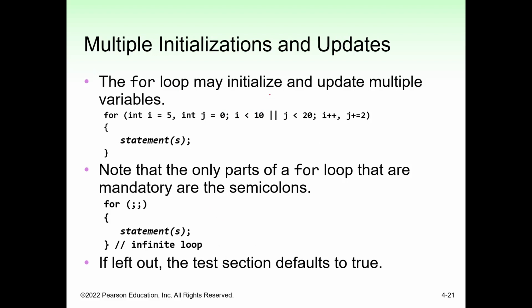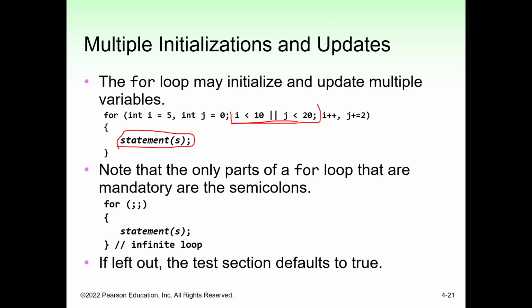So the for loop, you can initialize and update multiple variables, which you will do just like this. As you can see, for, and then we just initialize our variable. In this case, it's an integer called i that's equal to 5, and an integer called j that equals 0. Then we check our condition. This is our condition right here, our test. Is i less than 10 or j less than 20? If that is true, this is going to happen.